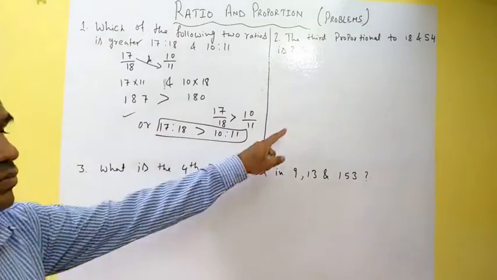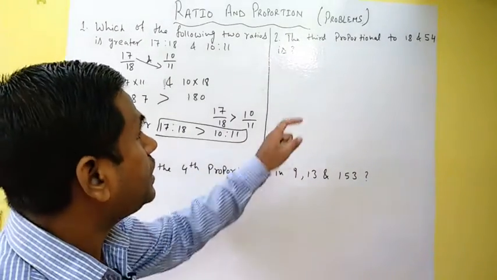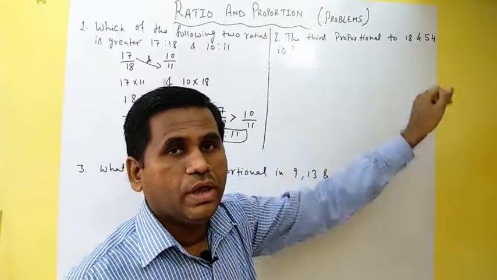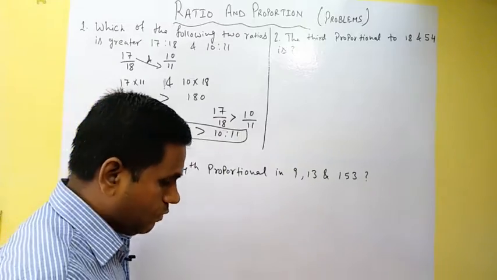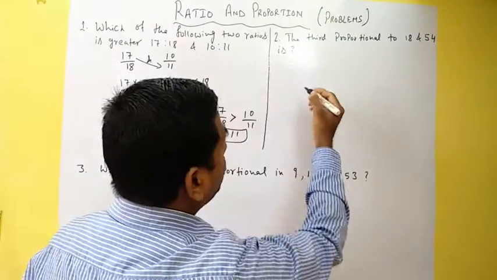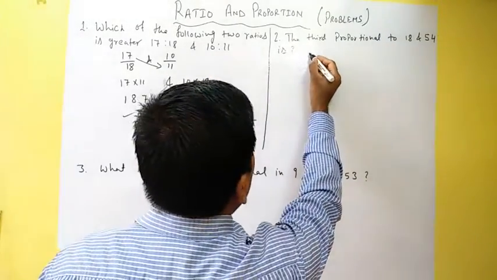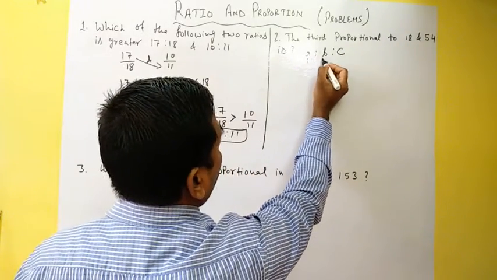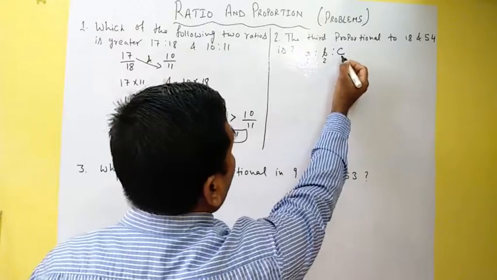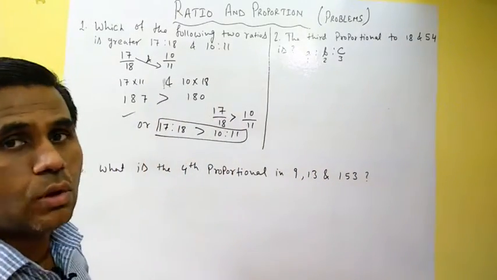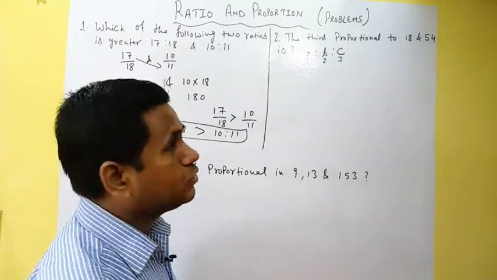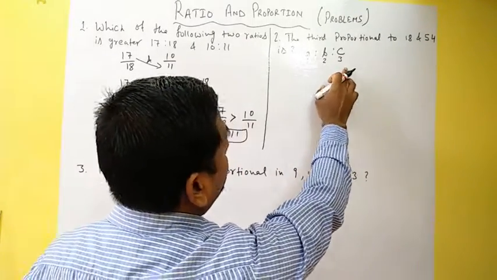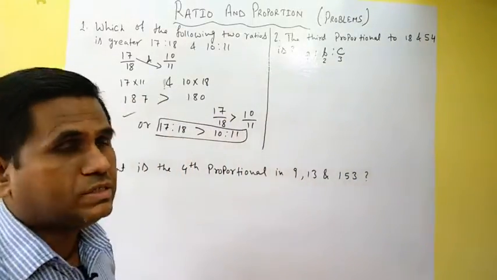Fine. Now let us move on to the second problem. In our second problem, we have to find the third proportional to 18 and 54. What is the third proportional? We know in a ratio like this, A is to B is to C, A is the first proportional, B is the second proportional, and C is the third proportional. So here 18 and 54 are given, which means A and B are given, and C is what it is asking.